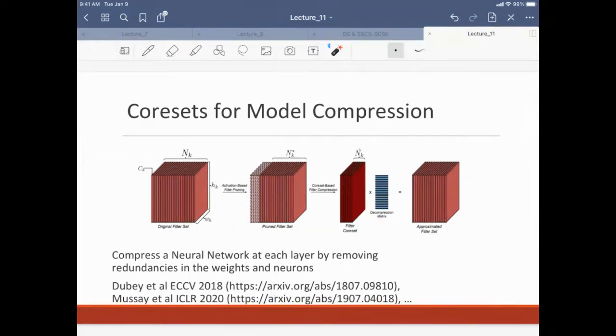But the basic idea is that after doing the compression, we want to still be very close to this, right? So that's why we have this kind of decompression matrix, right? So we can compress this, but once we decompress, it is somehow very close to this original feature representation. I mean the original network.